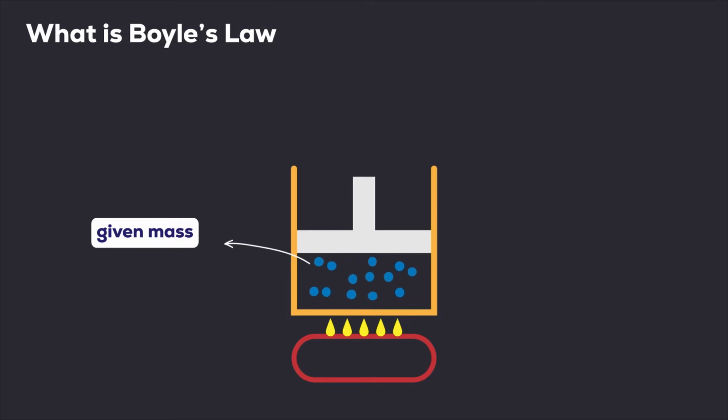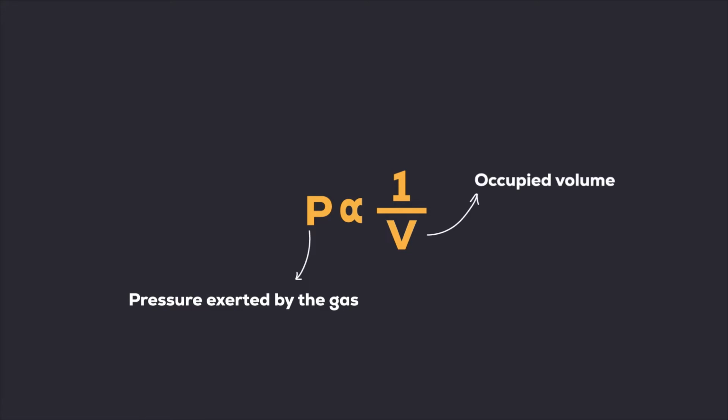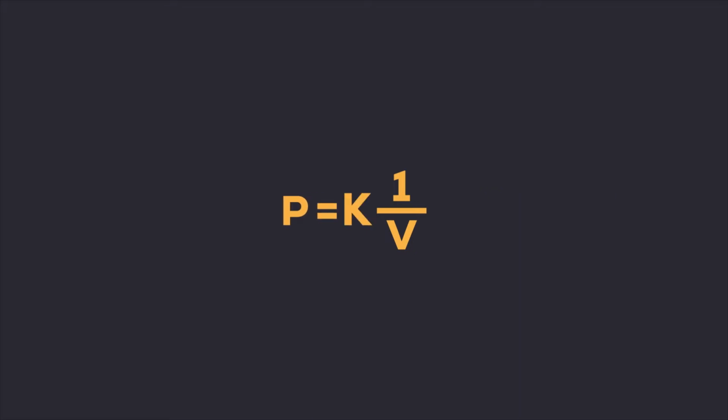The mathematical expression for Boyle's law is P inversely proportional to V, where P is the pressure exerted by the gas, and V is the volume occupied by it. This proportionality can be converted into an equation by adding a constant, K. P equals K multiplied by 1 by V, or P into V equals K.